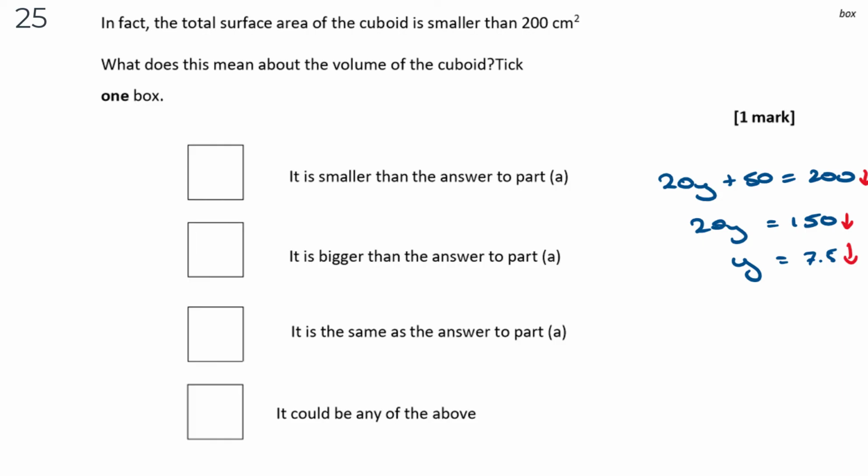So then the volume, which was 5 times 5 times y, is going to be smaller than it was. So then we multiply those three things together, the volume is going to be smaller than it was. Okay, so it is smaller than the answer to part A.